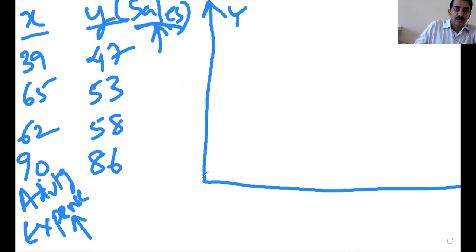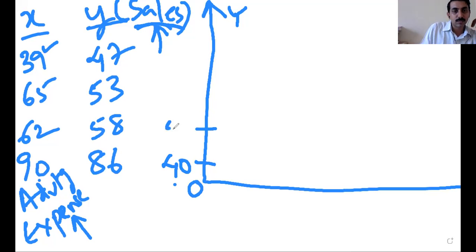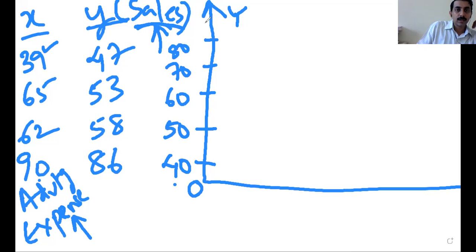Now it is not mandatory that you always start with 0 itself. I will start directly, since the first value starts only at 39. I will consider 40 as this particular value. It's not mandatory that it has to be 10 itself. I can consider this as 40 also. 50, 70, 80.